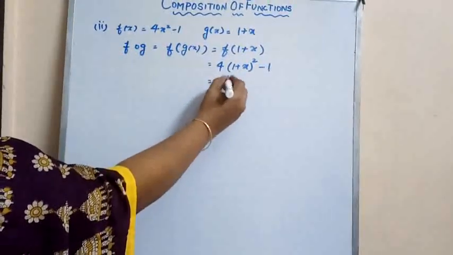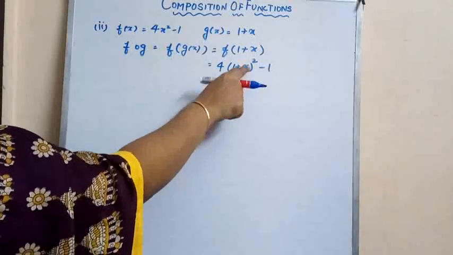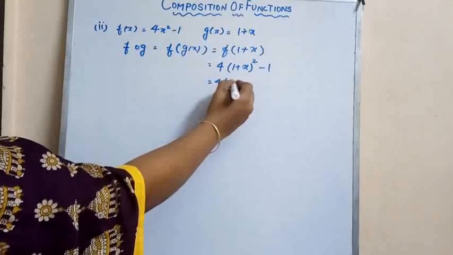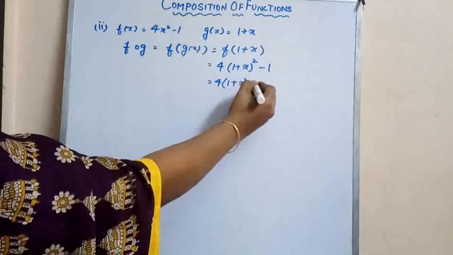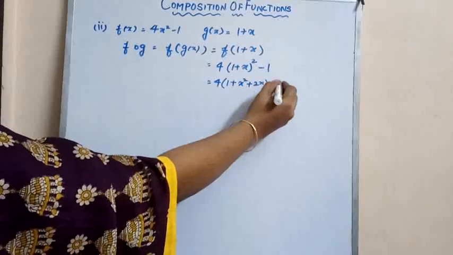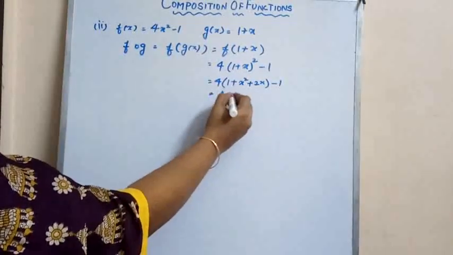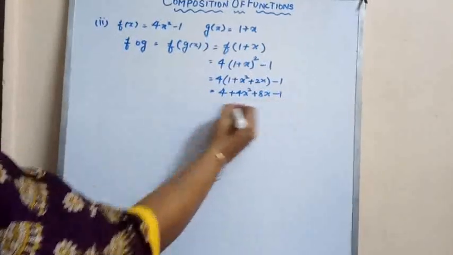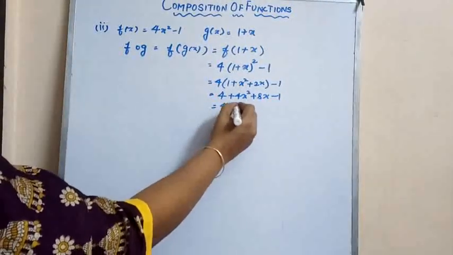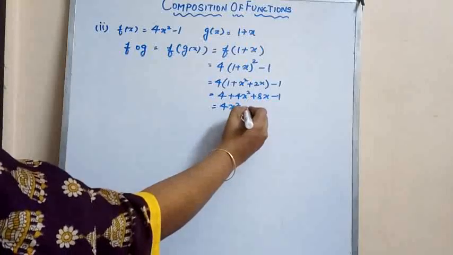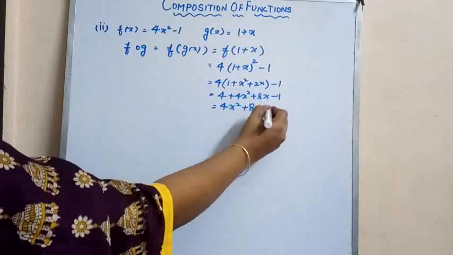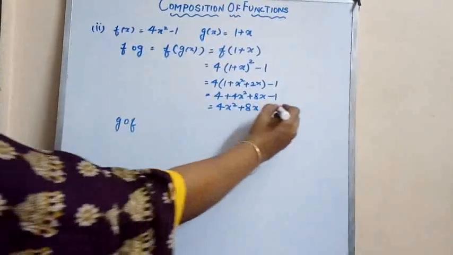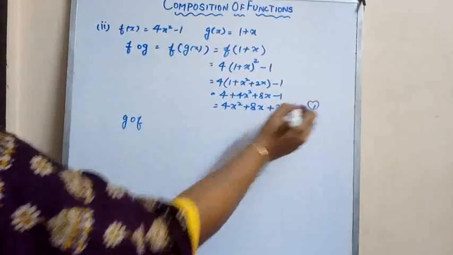So 4 into (a plus b) the whole squared. Expanding it with that identity, we get 1 plus x squared plus 2x, minus 1. So 4 into (1 plus x squared plus 2x) minus 1, which is 4 plus 4x squared plus 8x minus 1. So your equation will reduce to 4x squared plus 8x plus 3. Now g∘f, so mark this as 1.